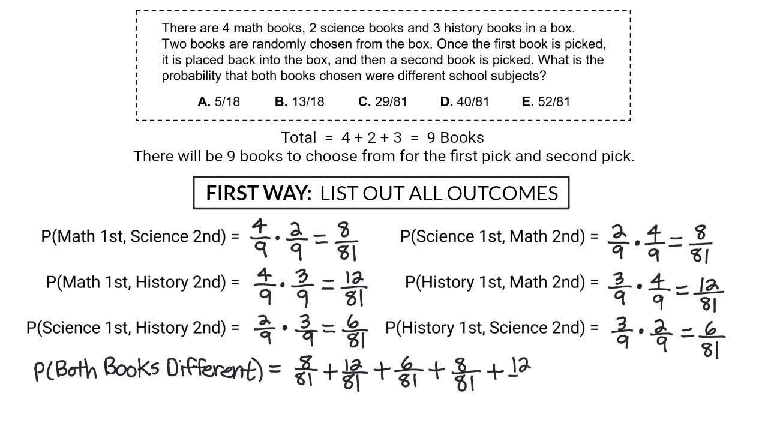Plus 12/81 plus 6/81. So the total probability that both subjects are going to be different looks like it's going to turn out to be 52 over 81 when you add them all up. So it looks like the final answer is E.